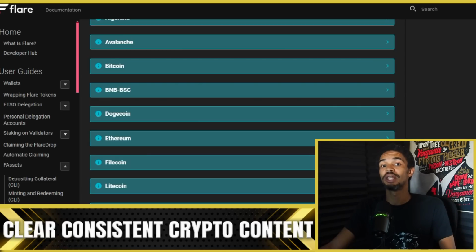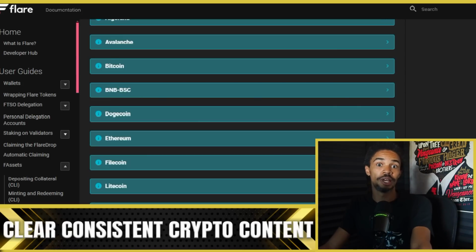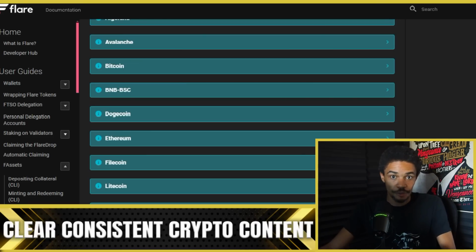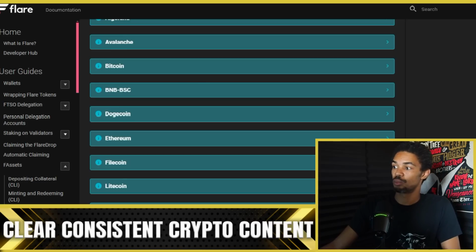I know there hasn't been a lot of activity on the price chart, but Flare is one of those assets where you're not coming in to make money right away. You're investing in Flare because you have an understanding that this market is going to evolve, and it's going to evolve in a direction that requires smart contracts with the ability to feed off of real world data. That's what Flare is looking to provide.